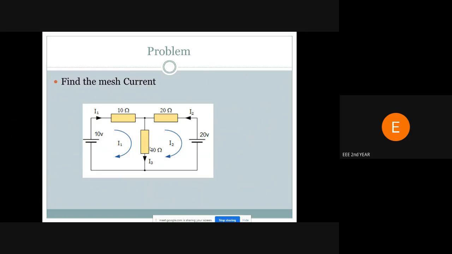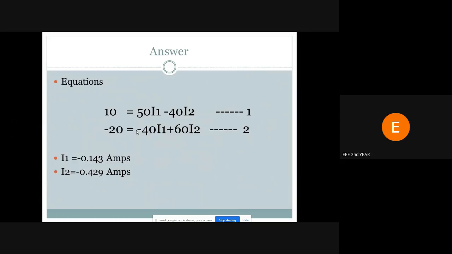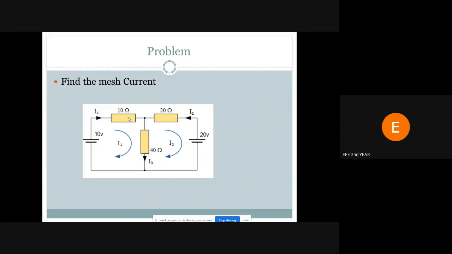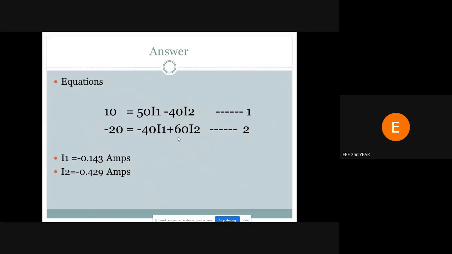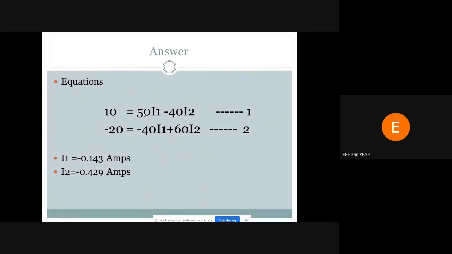So totally we have 40 and 10, so it becomes 40 plus 10, right? As well, two currents, I1 and I2, are flowing through this branch, both in opposite directions. Based on that, we form the equation as 10 equal to 50 I1 minus 40 I2. So this is equation 1.